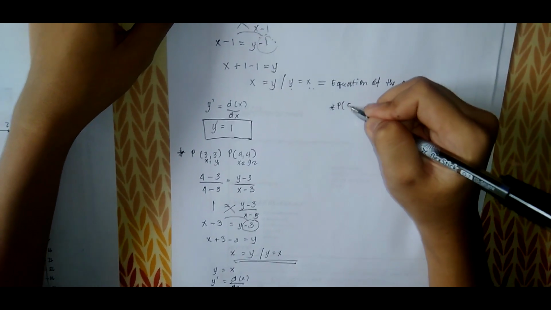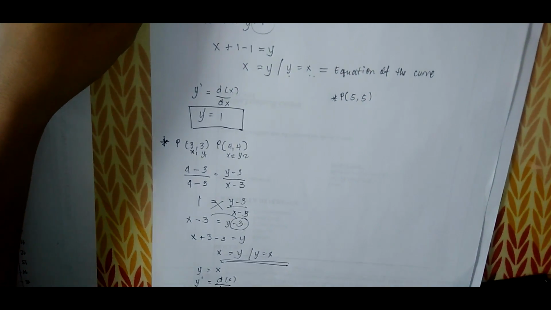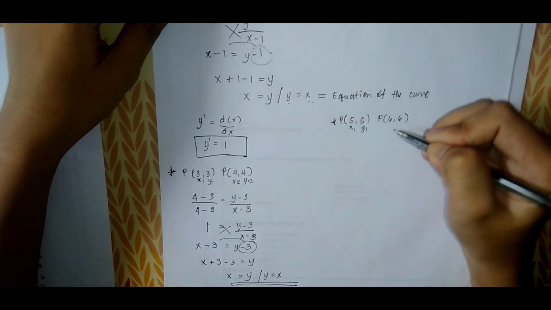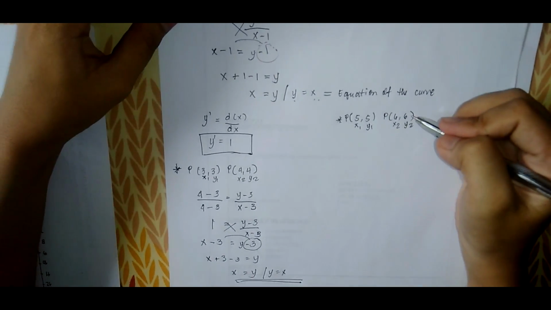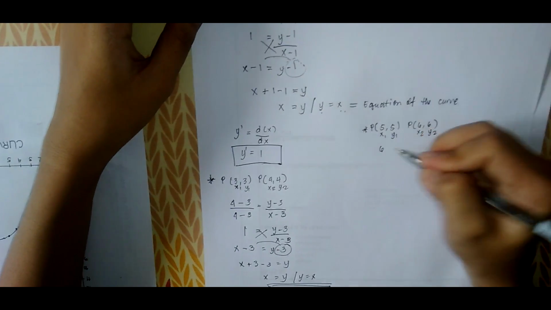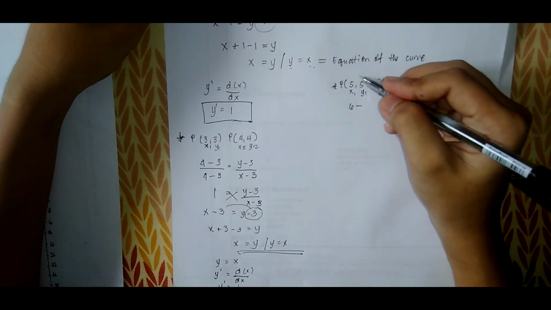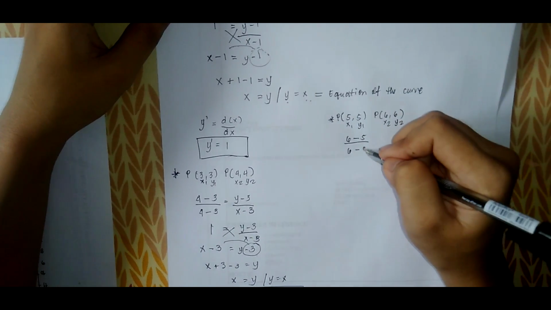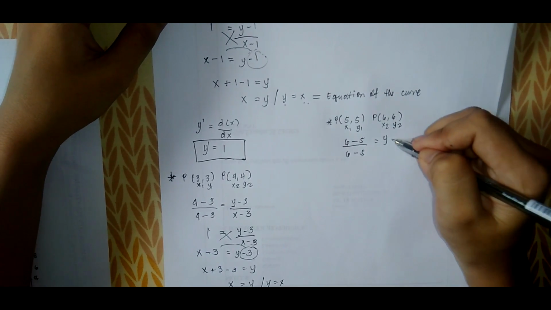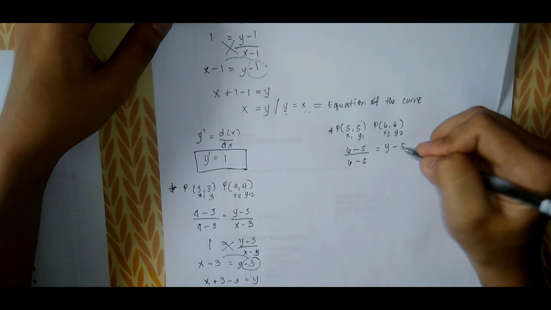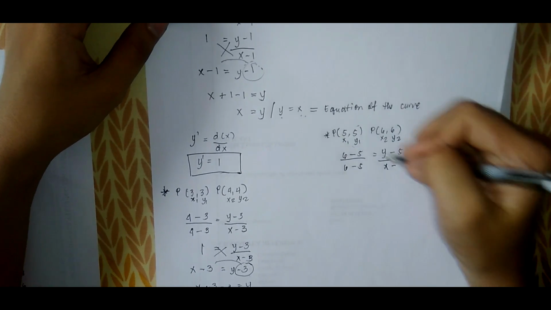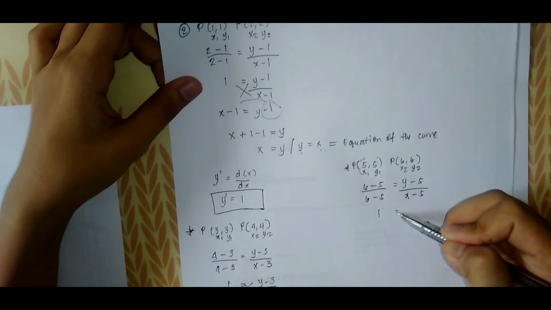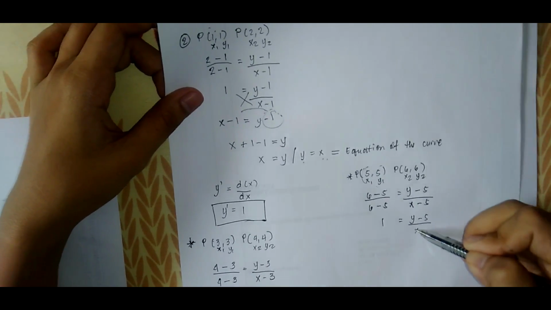Point 5 and 5 and point 6 and 6. Then, y sub 2, 6, minus y sub 1, which is 5, over x sub 2, which is 6, minus x sub 1, which is 5, equals y minus y sub 1, which is 5, over x minus x sub 1, which is also 5.